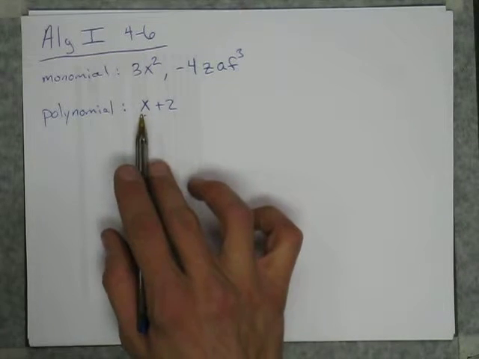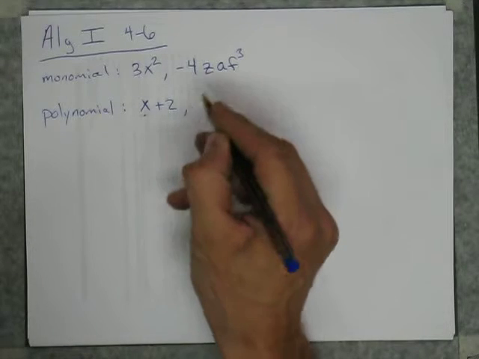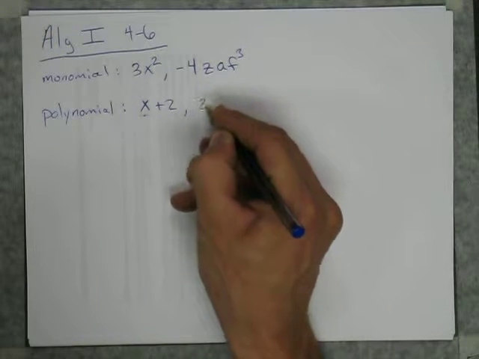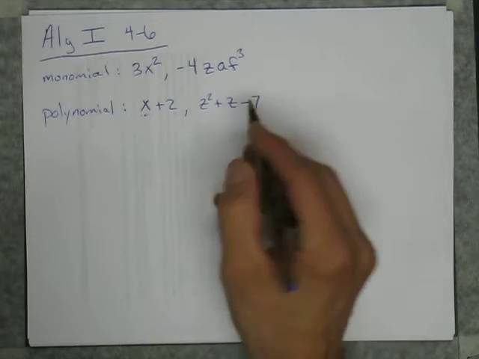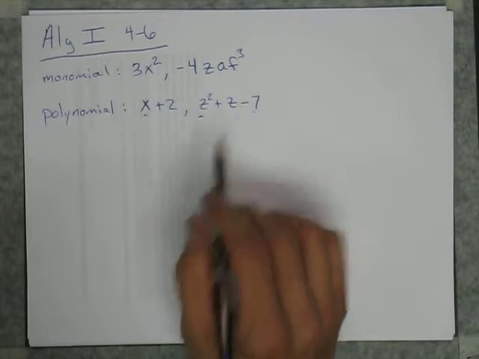So there we have a polynomial. That's actually a binomial, right? Because it's got 2 terms. And then another one we could have is z squared plus z minus 7. That would be a trinomial because there are 3 terms. Okay?